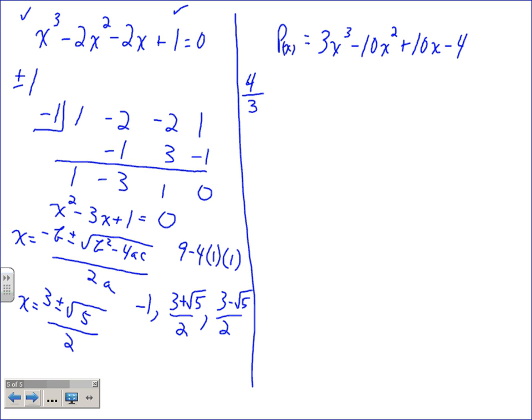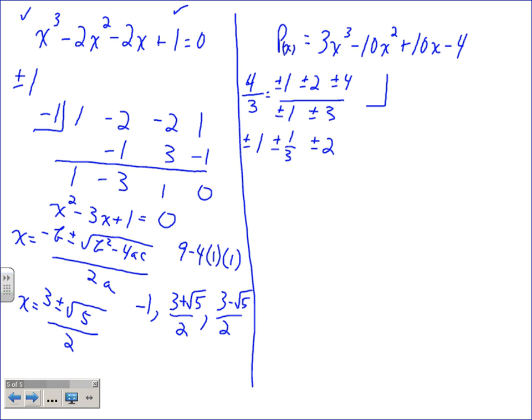4 over 3. So it could be plus or minus 1, plus or minus 2, plus or minus 4, over plus or minus 1, plus or minus 3. So I have plus or minus 1 over 1. It doesn't look like it's going to be plus or minus 1, does it? No. Plus or minus 1 over 3. Doesn't look like it's 1/3 either by looking at the graph and the calculator. Plus or minus 2 over 1. Could that be it? Looks like it's 2. Okay, so let's try 2.